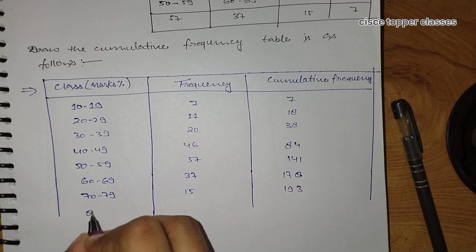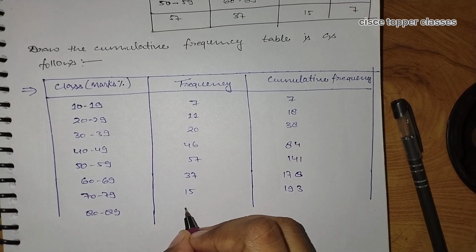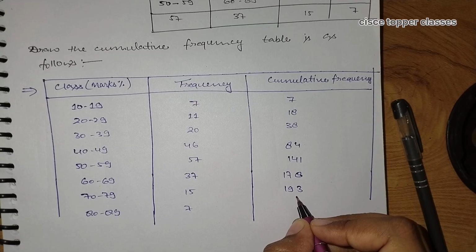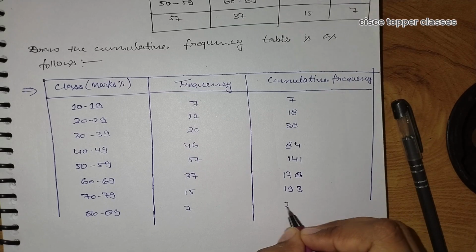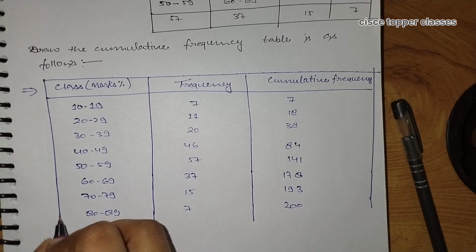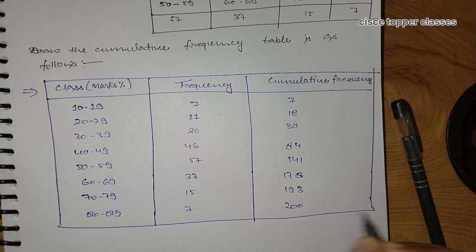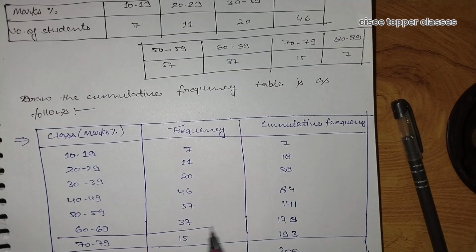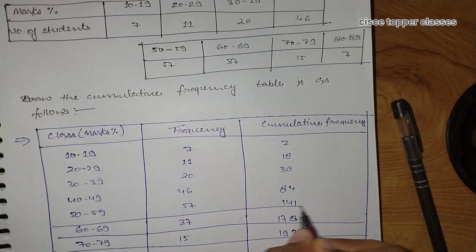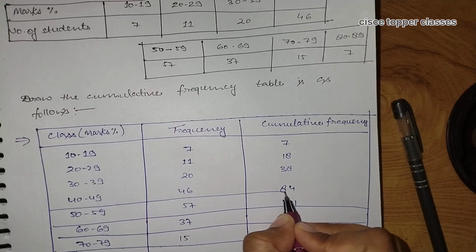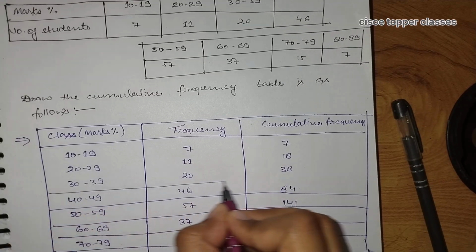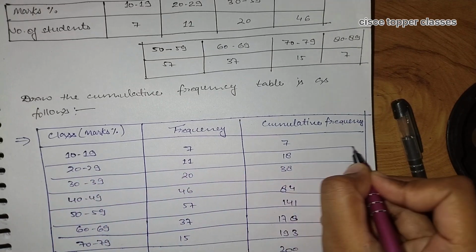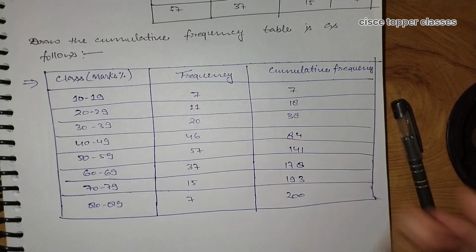If we write again 80 to 89, the frequency is 7, we will add 7 to the cumulative frequency 193, so it will be 200. This is the cumulative frequency table for all the data given in the above table. So this is the table we have drawn. Now you can understand what cumulative frequency is and how to calculate it for the data given. So this is the solution of question number 8.